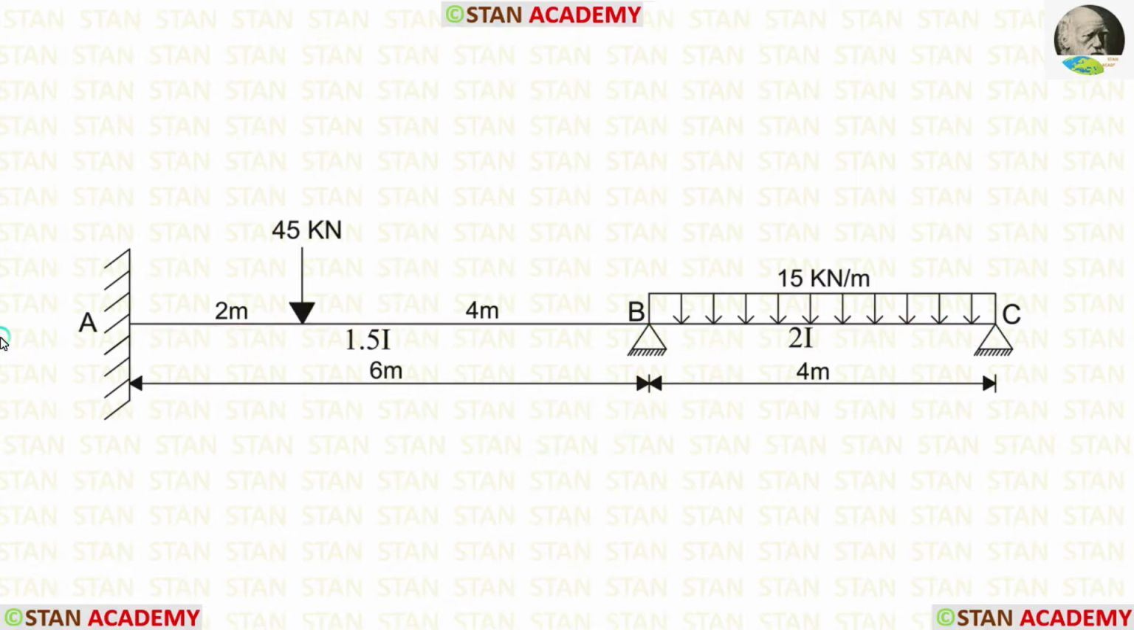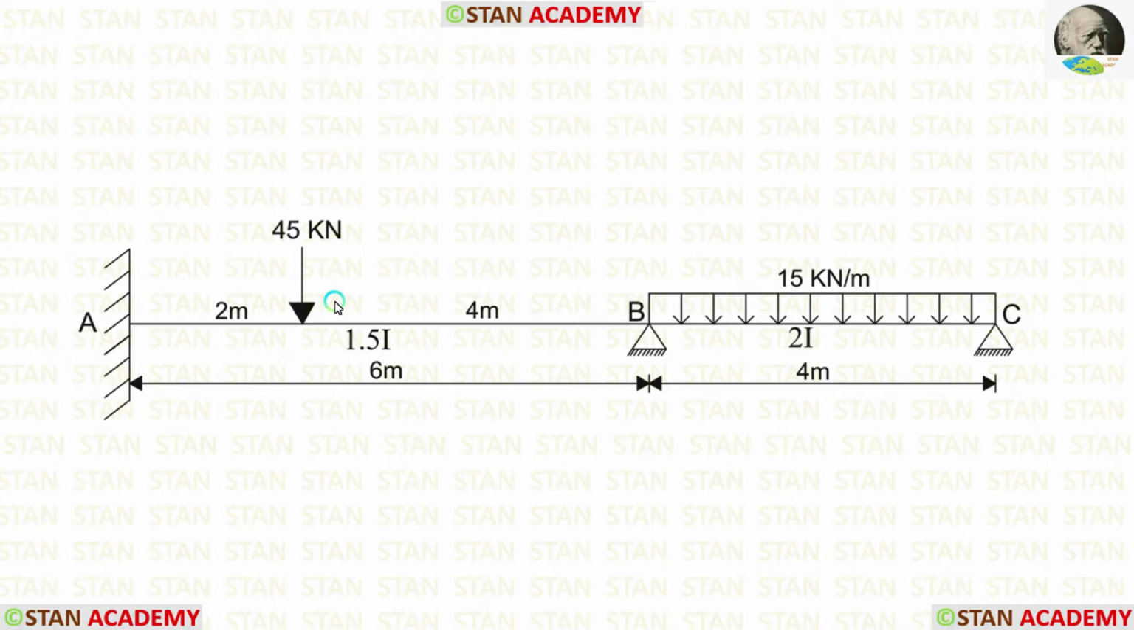In the span AB, there is a point load 45 kN acting at 2 meter from the point A. In the span BC, we are having UDL 15 kN per meter acting for the full span. In the point A, we are having a fixed support. In the point B and the point C, we are having hinged supports. Span AB is 6 meter long and span BC is 4 meter long.